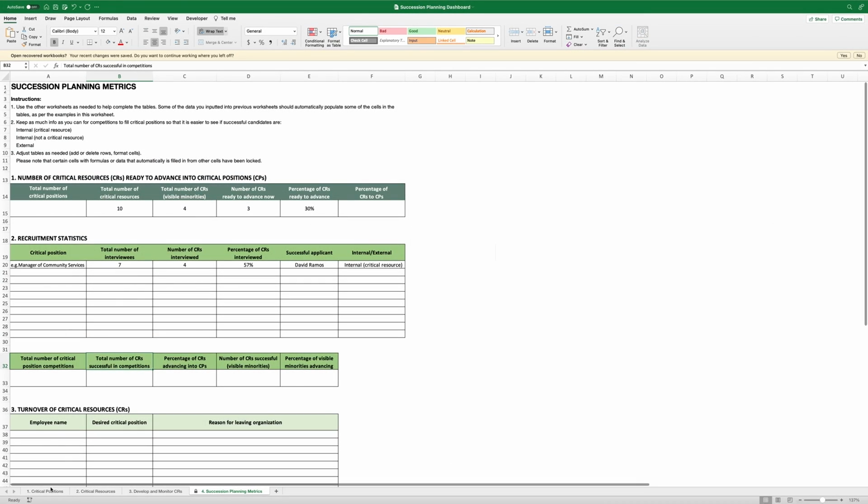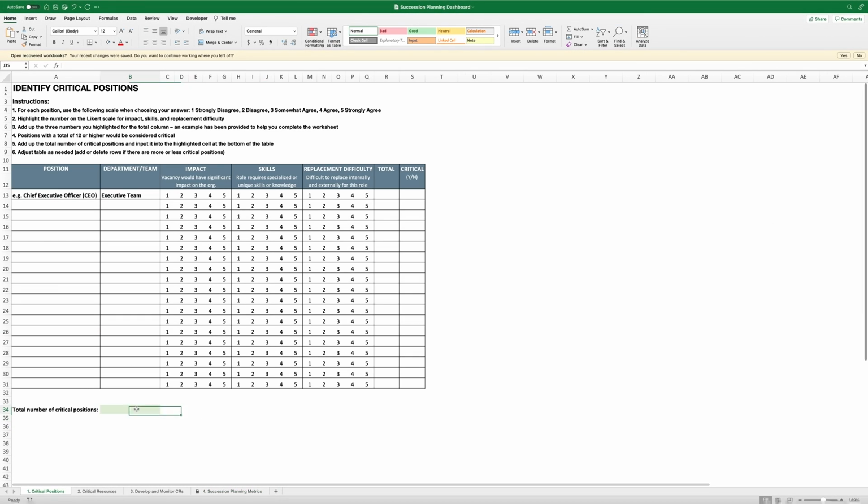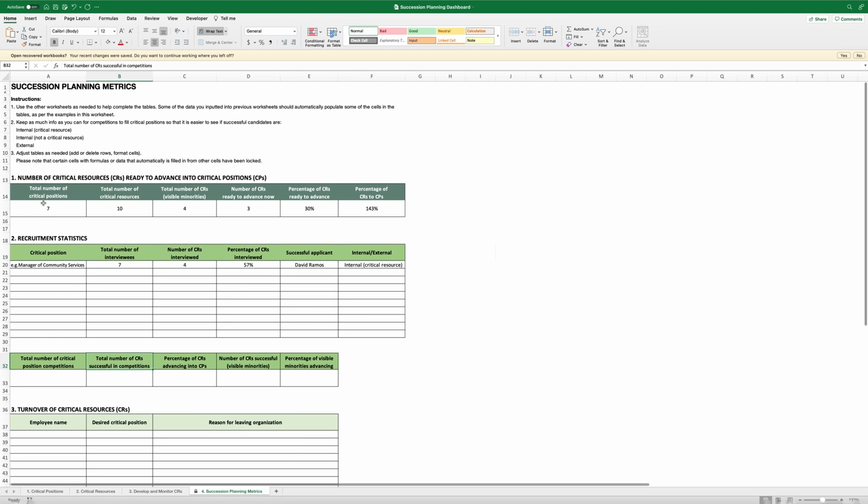Use the other worksheets as needed to help complete the tables. Some of the data you have inputted in other worksheets should automatically populate some of the cells in the tables. As you can see, the first table has already been populated, and you can see the percentage of critical resources ready to advance and the ratio of CRs to CPs.